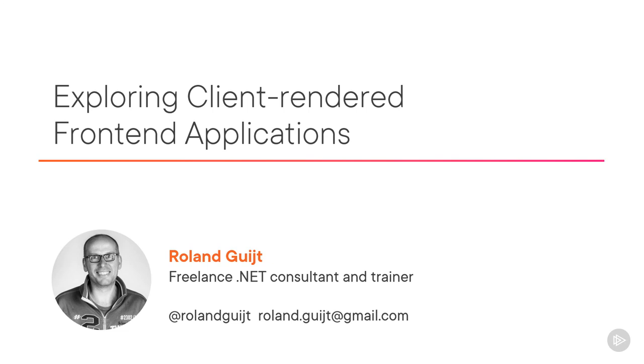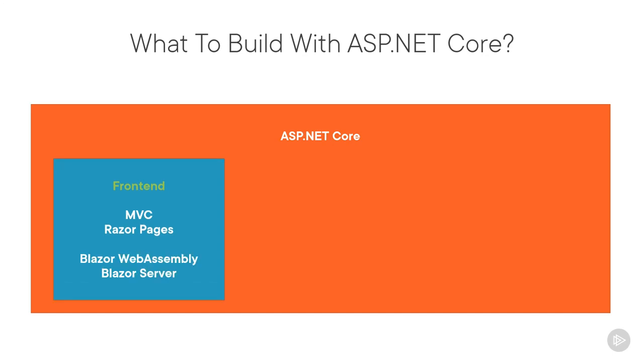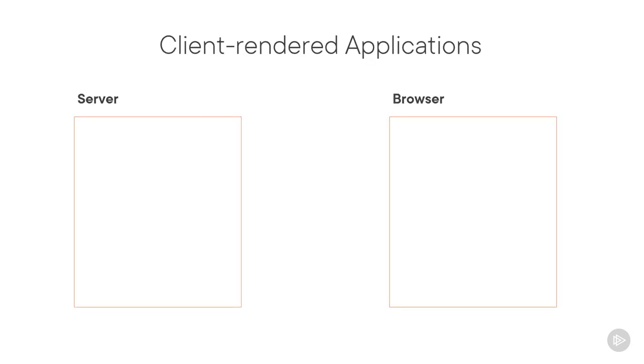Client-rendered applications utilize the processing capabilities of the browser more than server-rendered applications. Blazor is the technique to use when you want to create client-rendered applications with ASP.NET Core. And there are 2 approaches to writing Blazor, using Blazor WebAssembly or Blazor Server. But first, what is a client-rendered application?